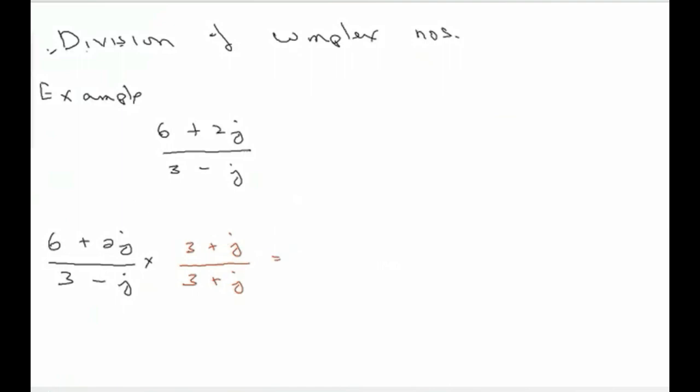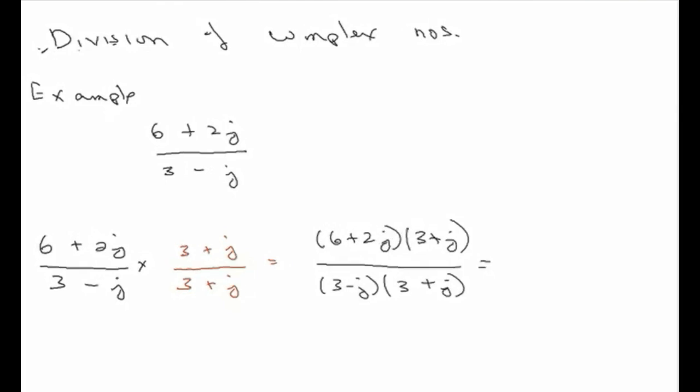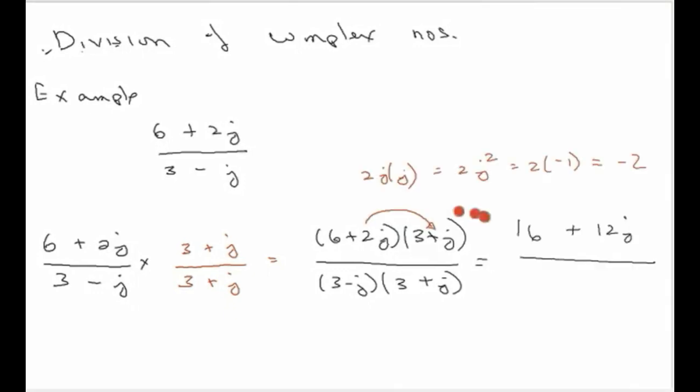Since you have done multiplication earlier, can you multiply 6 plus 2j by 3 plus j, and then multiply 3 minus j by 3 plus j? Can you do the numerator first? What is 6 plus 2j multiplied by 3 plus j? It should be 10. See if you can get 10.